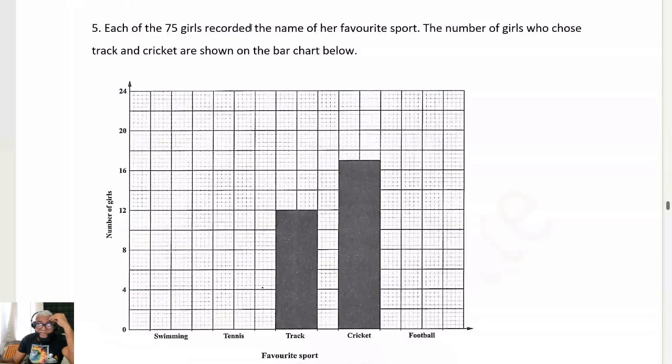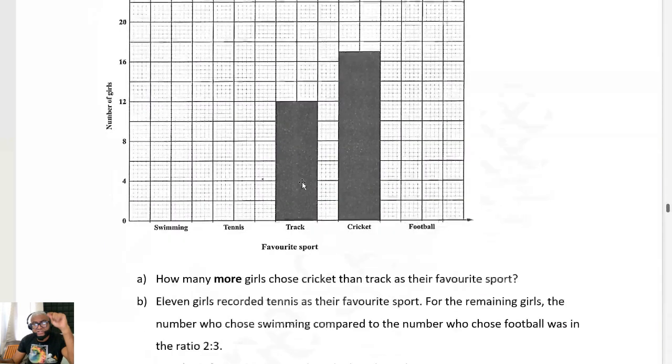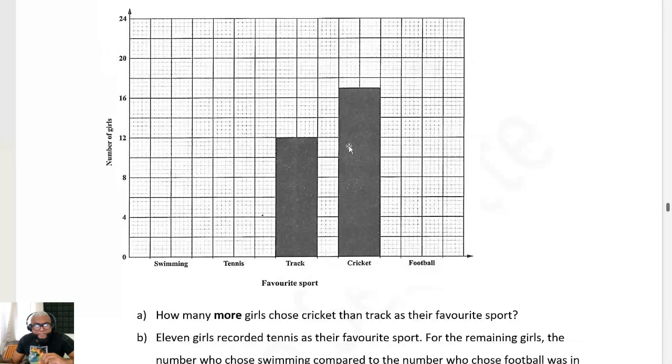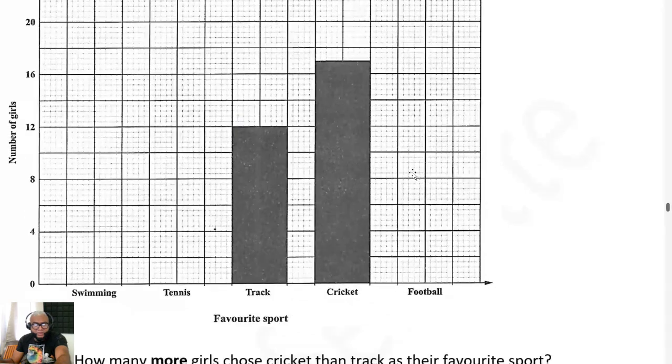Each of the 75 girls recorded the name of her favorite sport, right? The number of girls who chose track and cricket are shown in the bar chart below. So this bar chart only reflects track and cricket. Favorite sport, number of girls, right? How many children did track, Melisha? And how many children did cricket, Melisha? 17. Yeah, it looks like 17, right? Every 2 small boxes is 1, right?